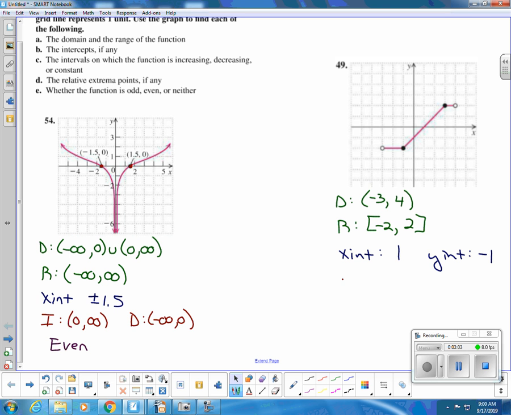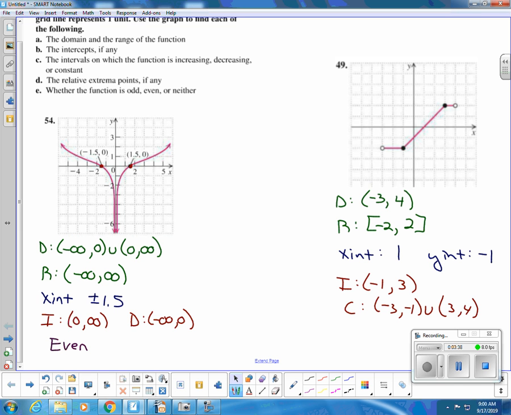It is increasing from negative 1 to 3. Remember, we're only talking about x-values when we're talking increasing, decreasing, and constant. It is constant from negative 3 to negative 1. And then again, it becomes constant at 3 to 4. There's no decreasing sections.